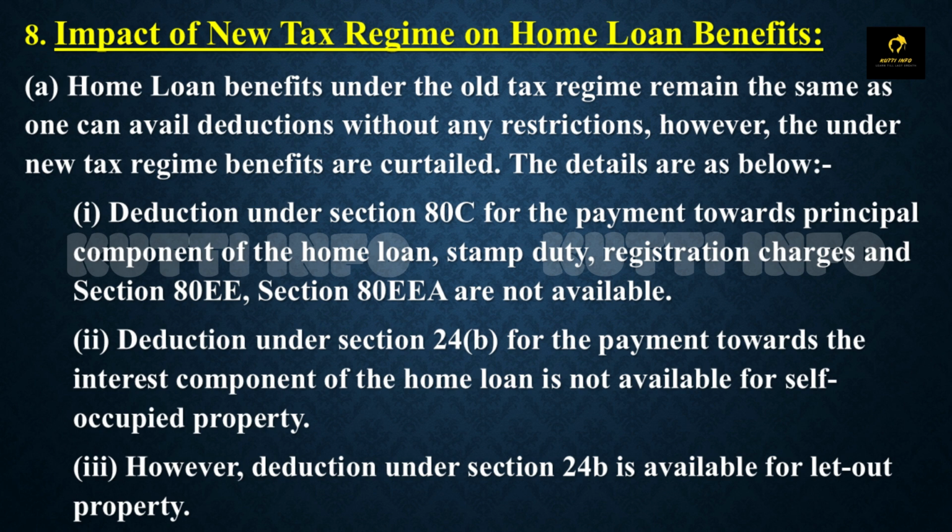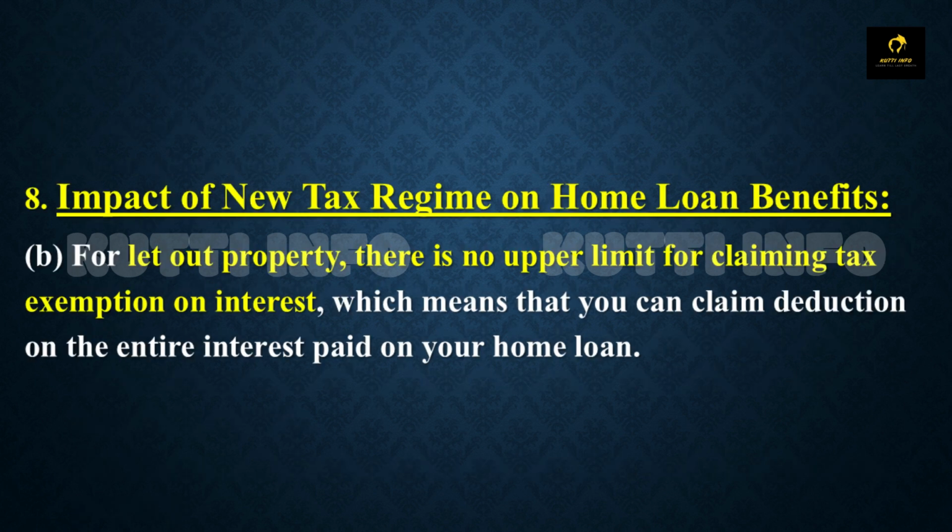Deduction under Section 80C for the payment towards the principal component of the home loan, stamp duty and registration charges, and Section 80E, are not available. Deduction under Section 24B for the payment towards the interest component of the home loan is not available for self-occupied property. However, deduction under Section 24B is available for let-out property. For let-out property, there is no upper limit for claiming tax exemption on interest, which means that you can claim deduction on the entire interest paid on your home loan.